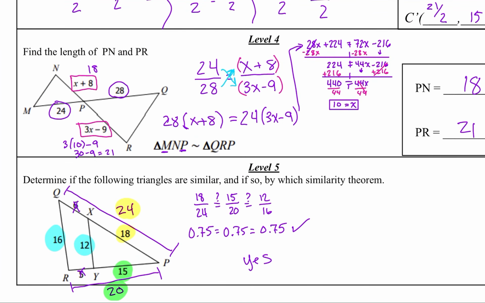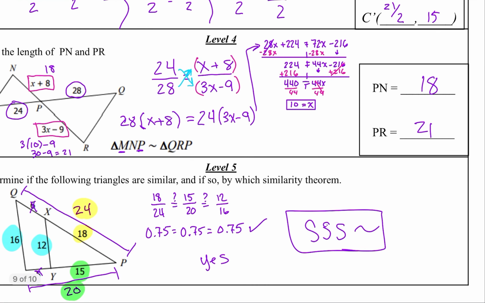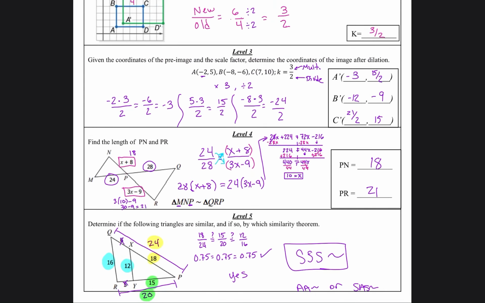Yes, they are similar. And it says which theorem, so we'd have to say this is similar by side similarity. Again, for those answers, there's only two other answers you should be able to come up with. Angle similarity or side angle side are the only other two answers you could come up with. So it's going to be one of those three, or it's going to be not similar. So just be mindful that those are the answers you should be coming up with.